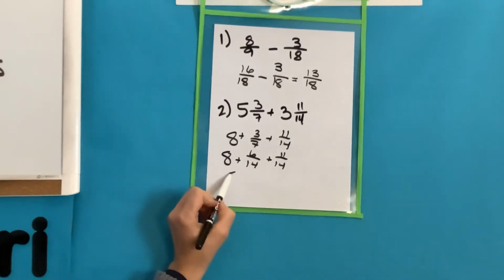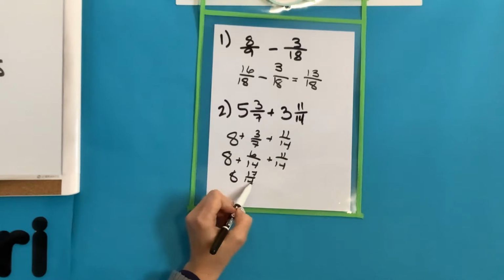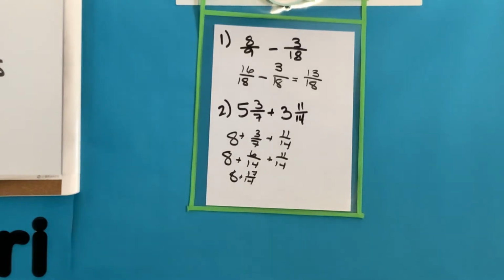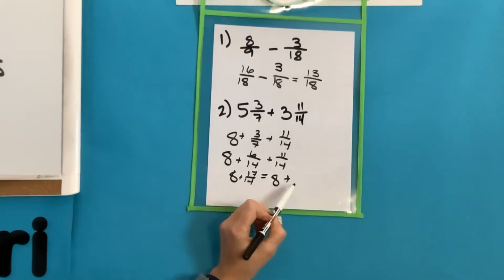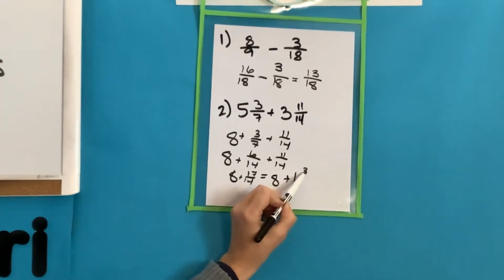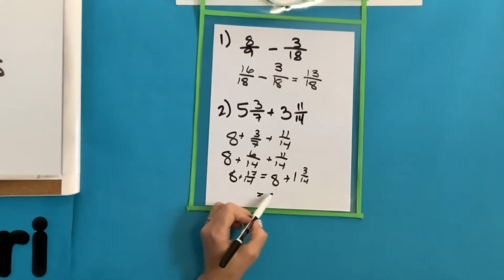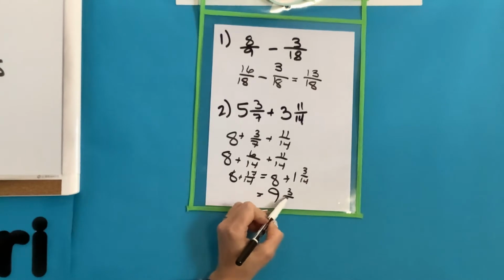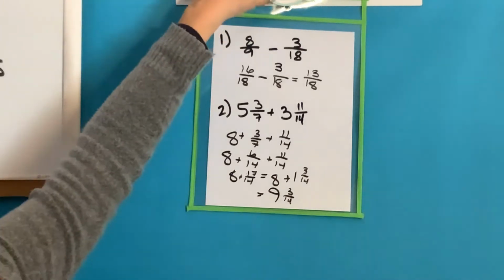Now we add our fractions. 6 plus 11 is 17. So we have 8 plus 17/14. Do we need to make it proper? Yes, we do. 17/14 is equal to 1 and 3/14. Now we add. Always good to check. Do I need to simplify? I do not. So our correct answer here is 9 and 3/14.